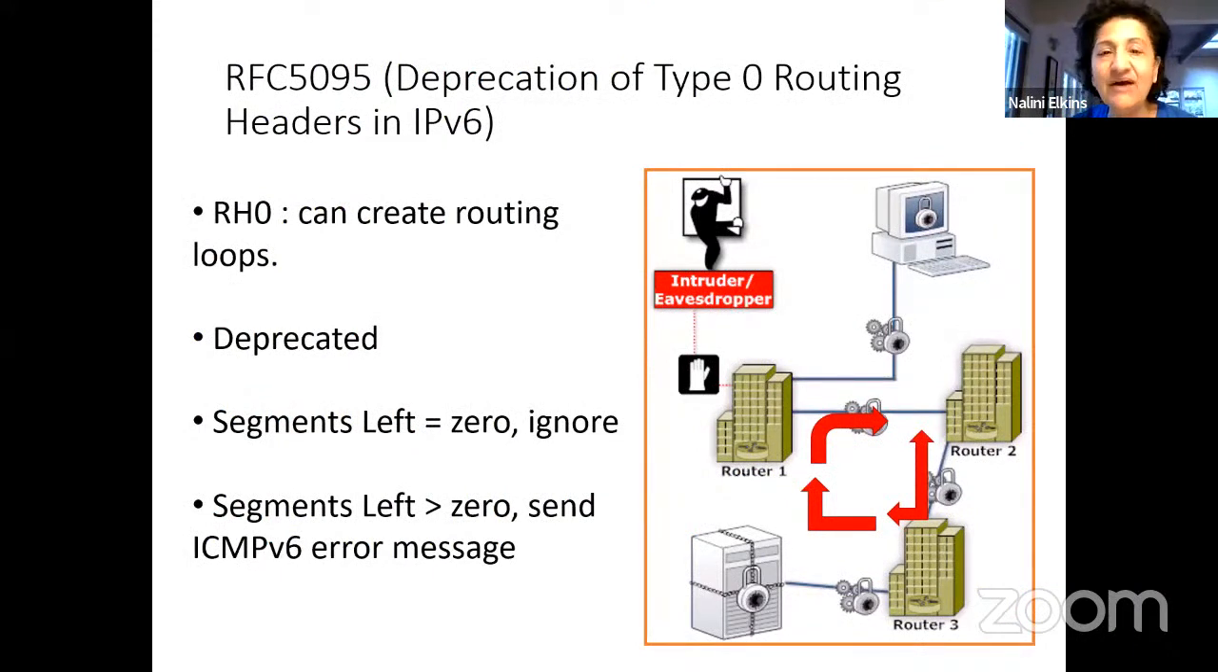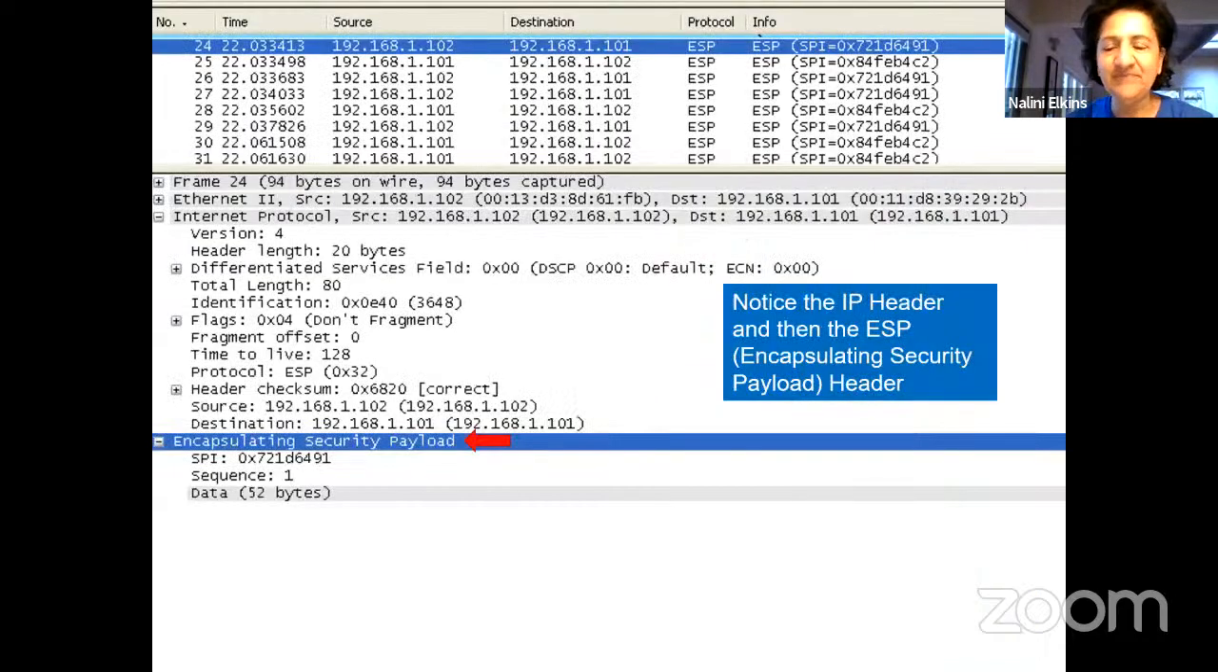Quite a while back, routing header 0 was deprecated. Because why? Because it's extremely easy. In fact, I'll show you a packet that I crafted that does routing loops. Trivially, you can create routing loops and all kinds of different things with this particular thing. I'll show you that in the end, how I did that.